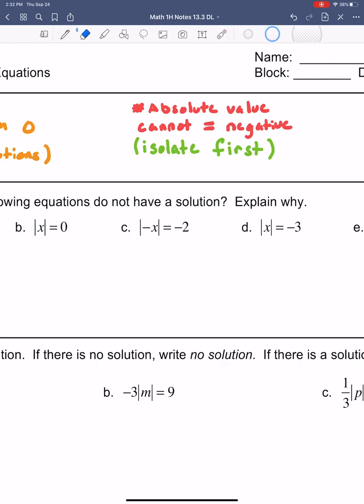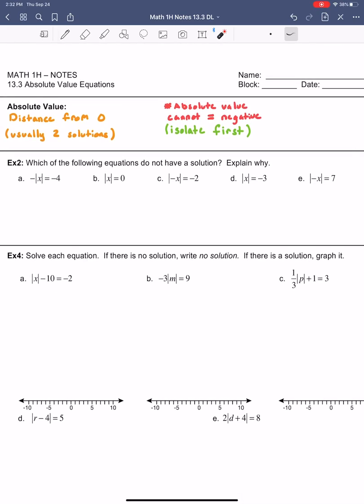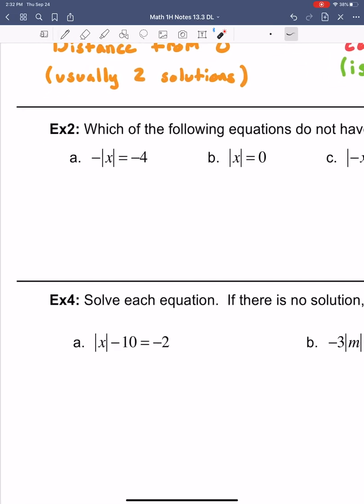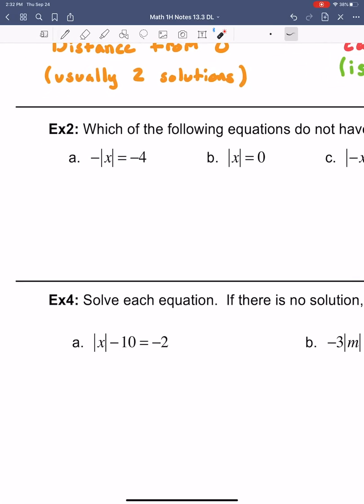But it is really important to note that before you can determine if your absolute value equals a negative number or not, you've got to isolate the absolute value first. And we're going to talk about what that looks like here in a second. So the first example asks, which of the following equations do not have a solution? Explain why. Remember, anytime your absolute value equals a negative number, it's not going to have a solution because we can't have a negative distance. But like noted above, you've got to isolate the absolute value first.